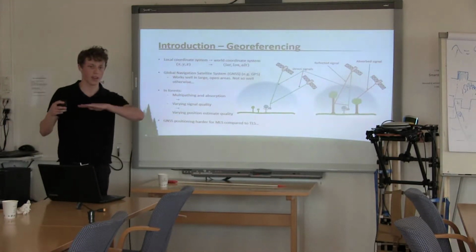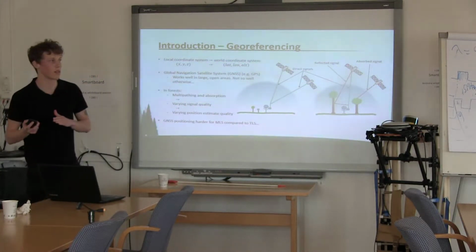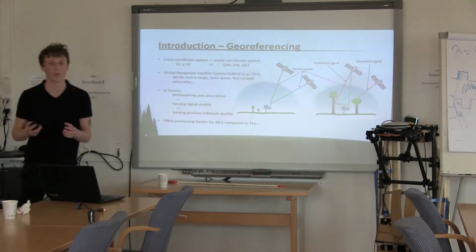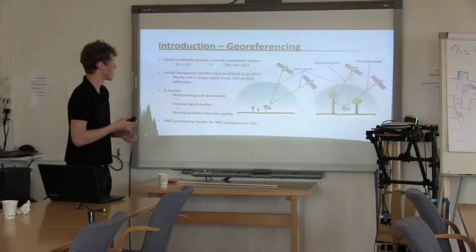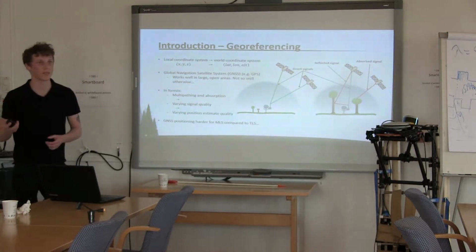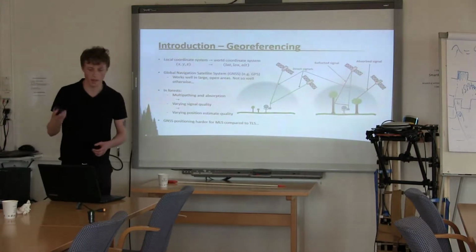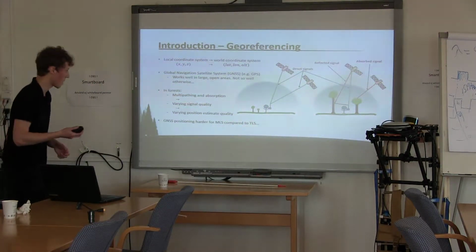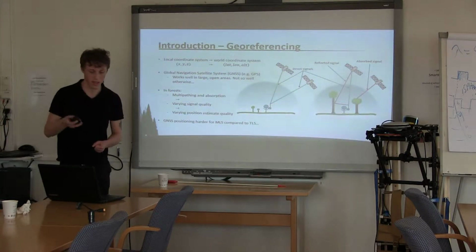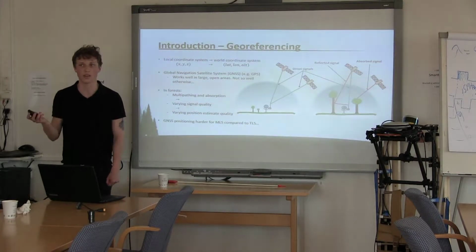So the tree canopy can absorb your signal, so you don't get a signal at all. And even the stems can absorb your signal and block it from reaching your receiver. So just using a GNSS in forest is very troublesome when you want to know your position. You will get very varying quality in your position estimate. And I also should mention that positioning for the MLS case is much harder than for TLS.